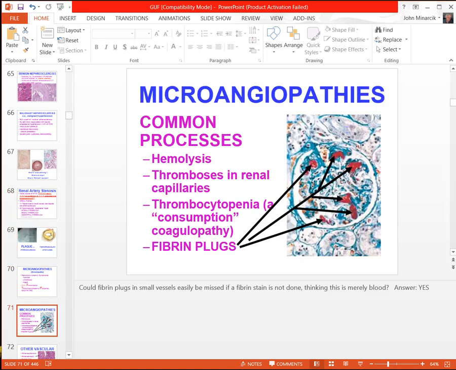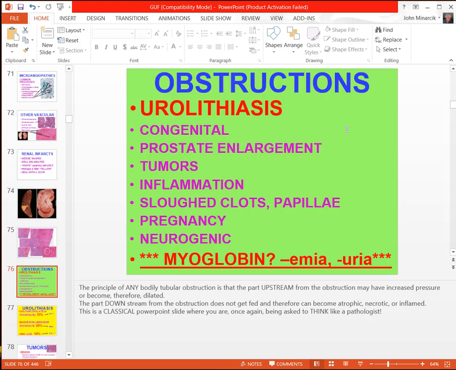76, next stop in the choo-choo train. Oh yeah, all the different reasons for urinary obstruction. Maybe you got a stone or a tumor or a blood clot, blah, blah, blah. But another thing, which at first I didn't mention, but it should be pretty logical, is myoglobin. People that have increased myoglobin in their blood because of either damage to the skeletal muscle or crush injuries, let's say.